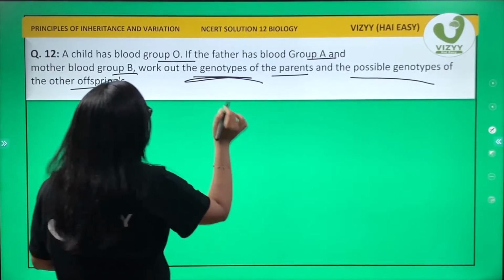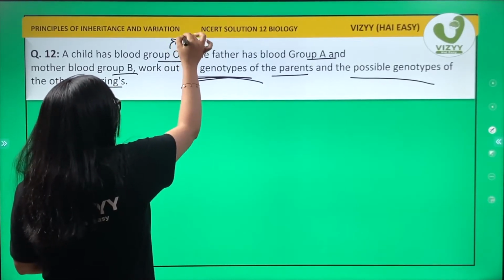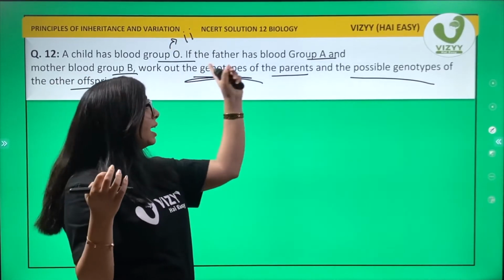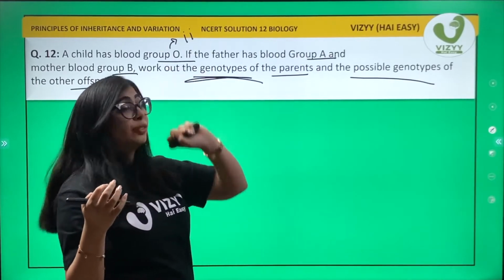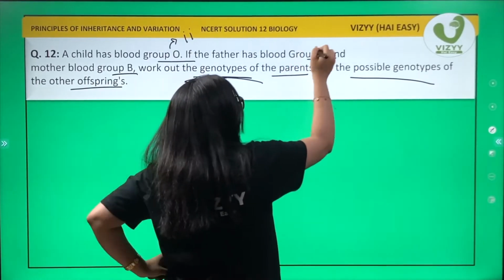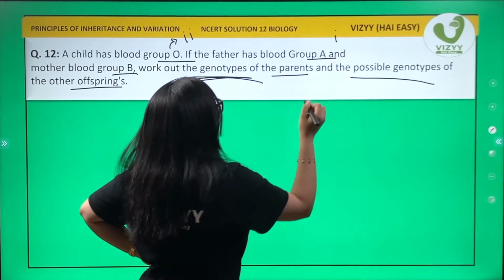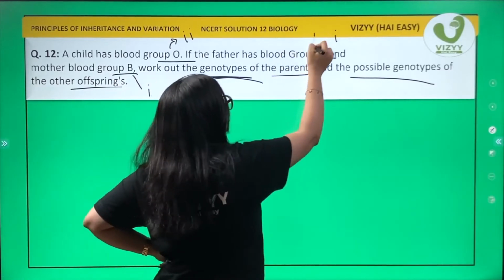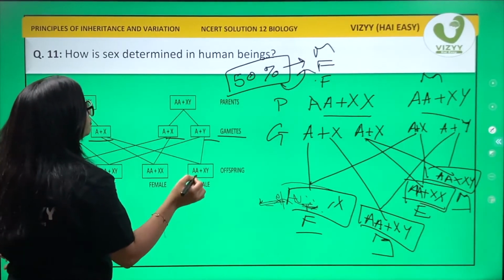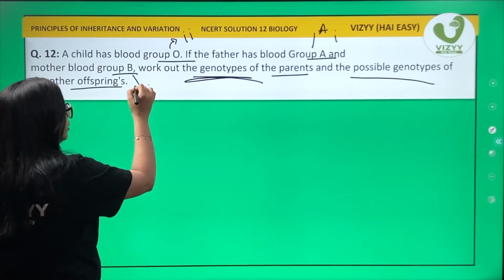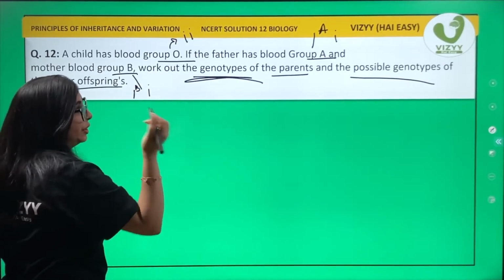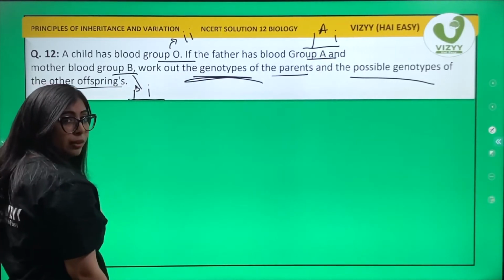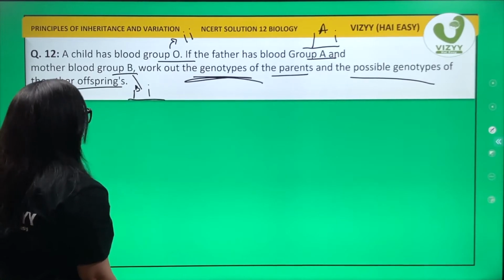Now, for this blood group to be O, it has genotype ii. The child will get one i from one parent and the other i from the other parent. That means this should have an i and so should this. So, now just write I^A and I^B. Okay, so we got the genotypes of the parents. Clear, easy, simple, going ahead.